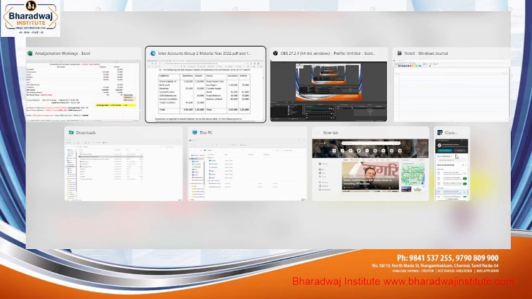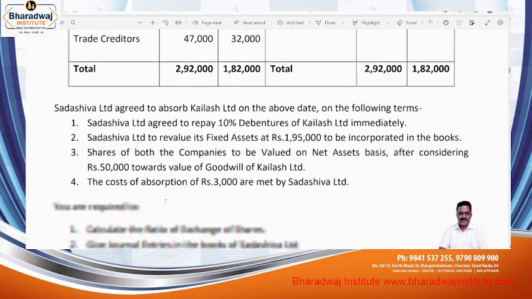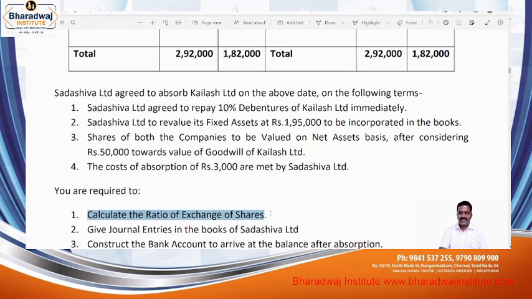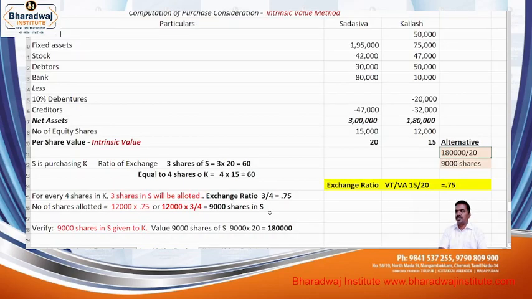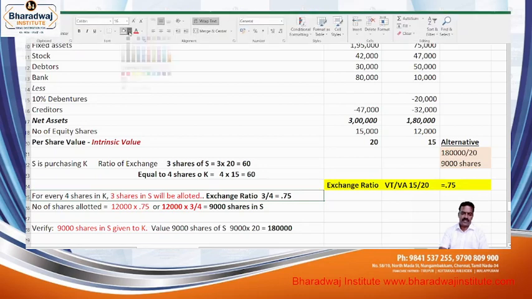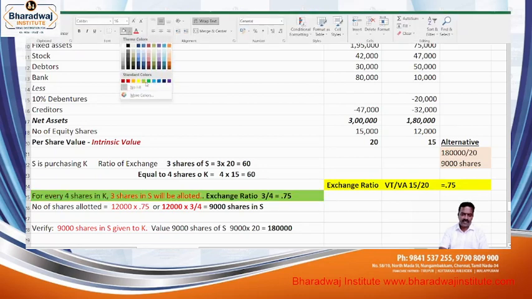But what is the correct answer for this question? What is the first question they ask for? They have asked to calculate the ratio of exchange, and this answer is definitely required. Exchange ratio is 0.75. Yes, this answer will be definitely expected in the exam.